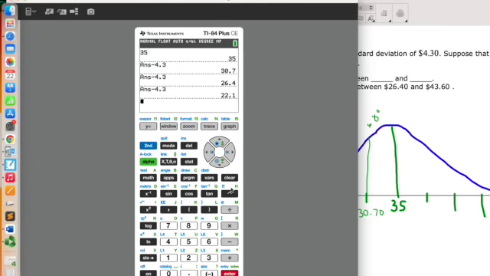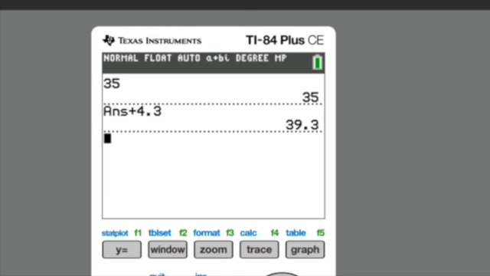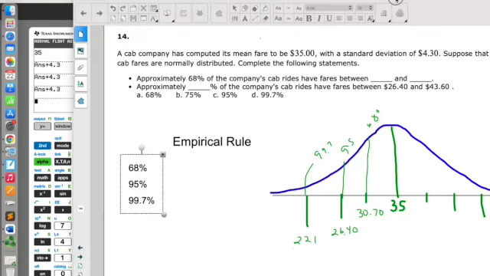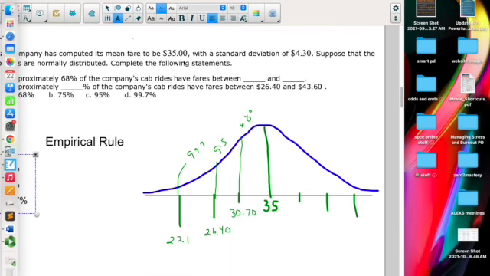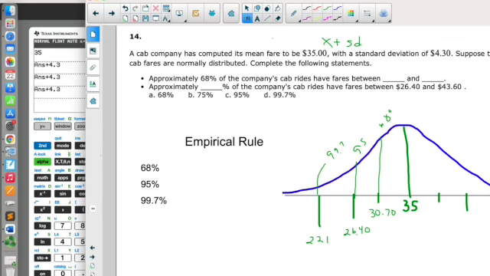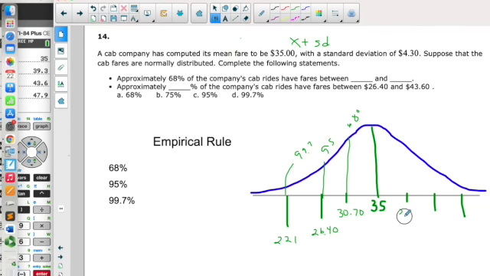Now to get the upper, do the same thing. 35, press enter, and then add 4.3 and hit enter 3 times. It'll keep adding 4.3 to the number. Or you could use the formula, which says mean plus 1 standard deviation, 2 standard deviations, 3 standard deviations of the mean. Let's use our calculator values to our advantage and go for it. So we've got 39.30, 43.6, and 47.9.